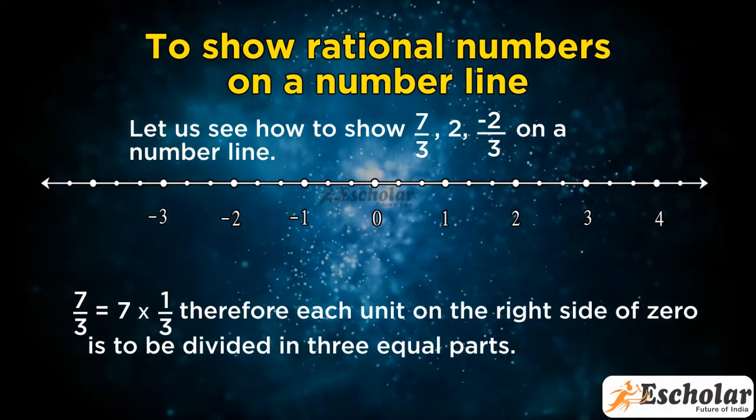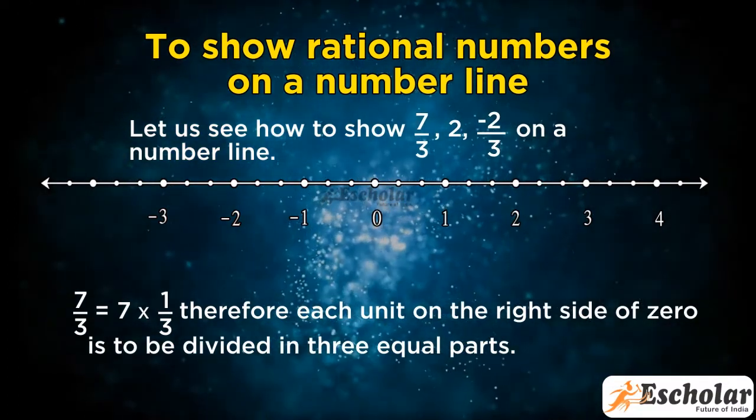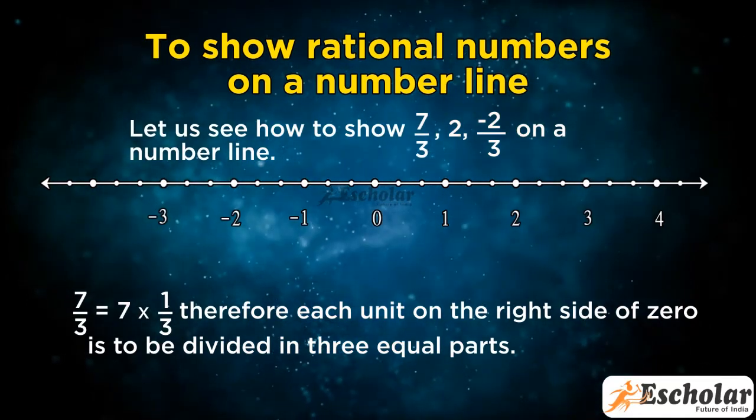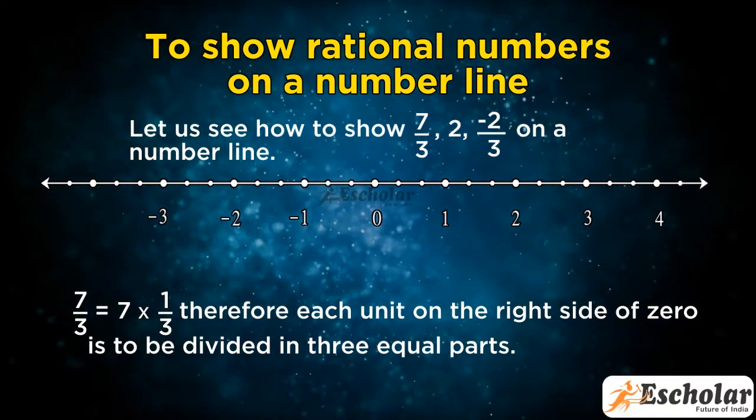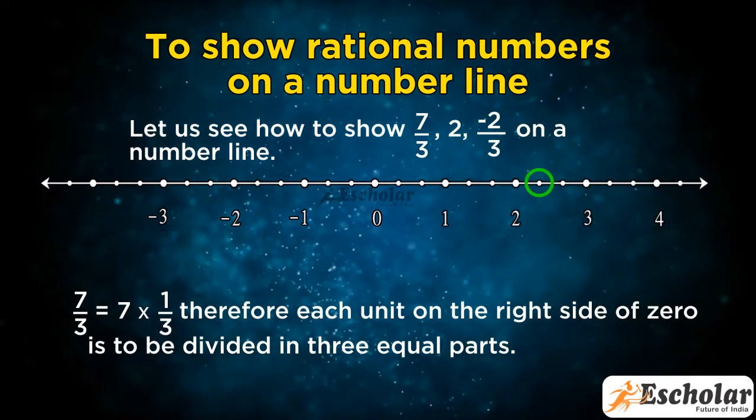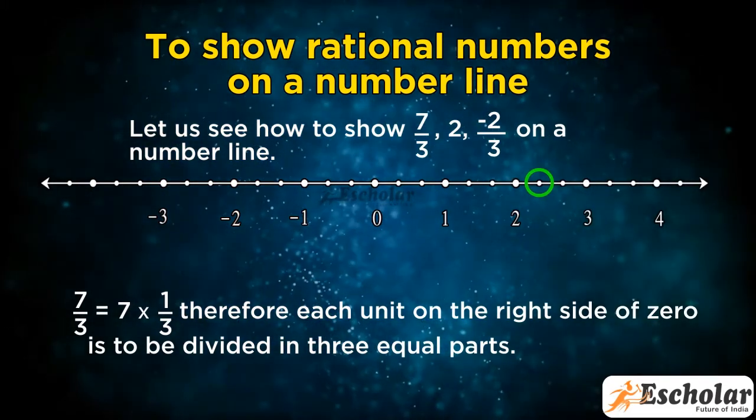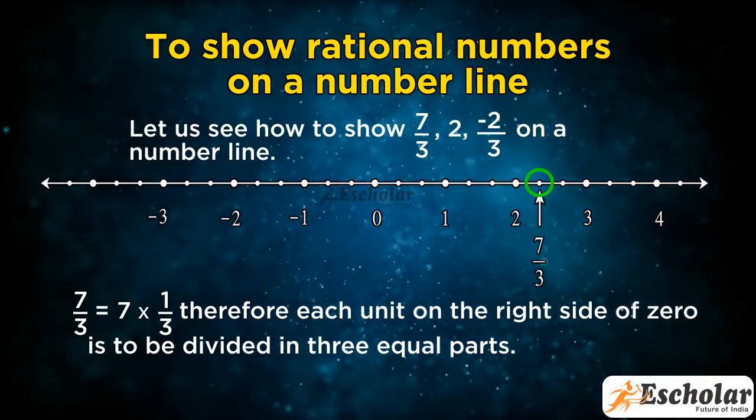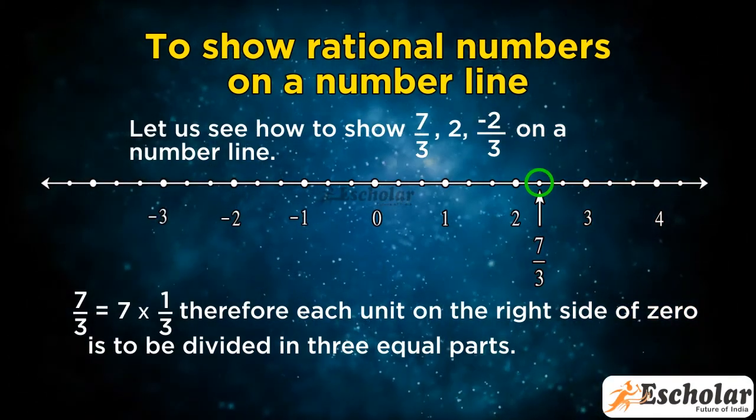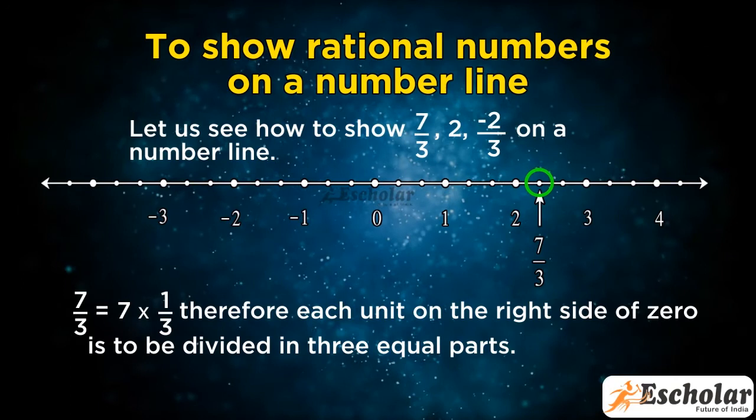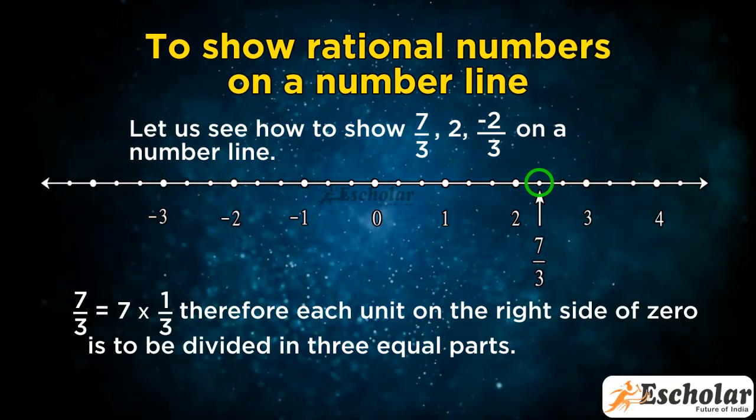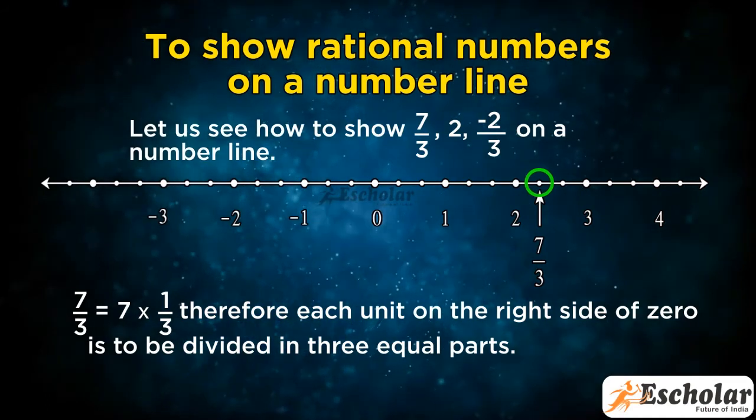7/3 is equal to 7 into 1/3. Therefore, each unit on the right side of 0 is to be divided in 3 equal parts. The 7th point from 0 shows 7/3, or 7/3 is equal to 2 plus 1/3. Hence, the point at 1/3 distance of unit after 2 shows 7/3.